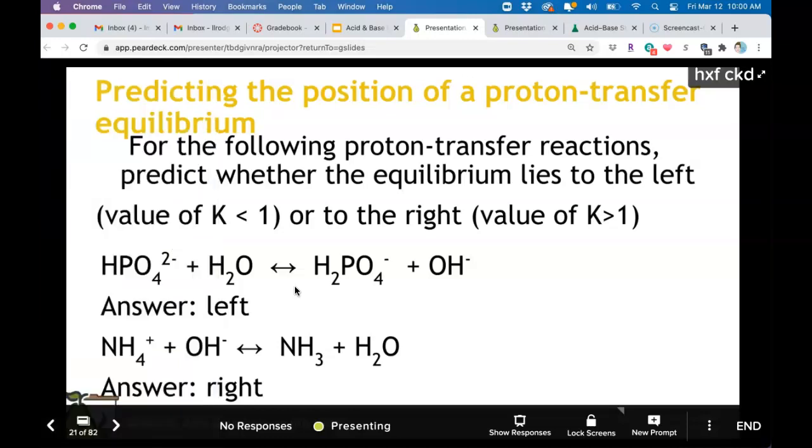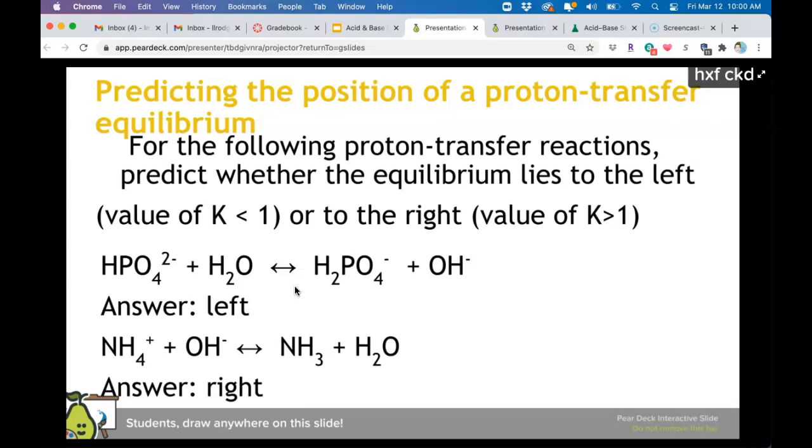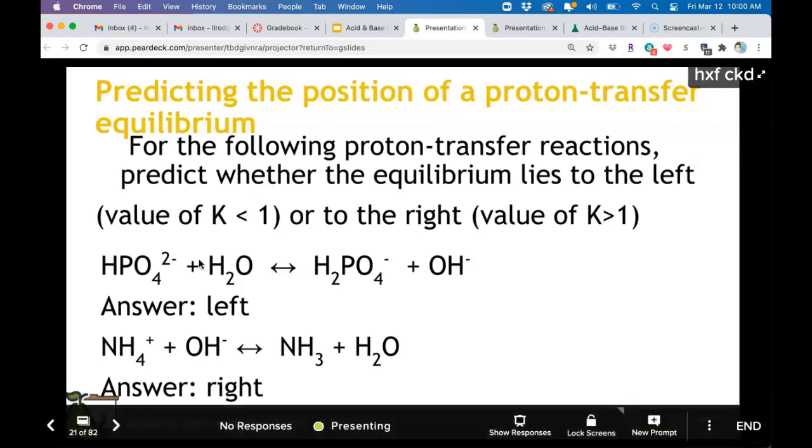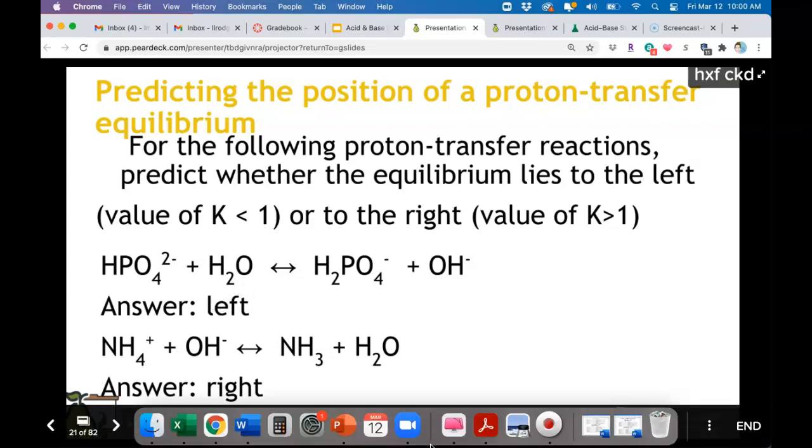So we ended with trying to identify which way the equilibrium will lie based on the relative strengths of the acids or the bases present. It doesn't matter who you choose to focus on. So we're going to practice that again a little bit more right now, and then we'll move on to new stuff.